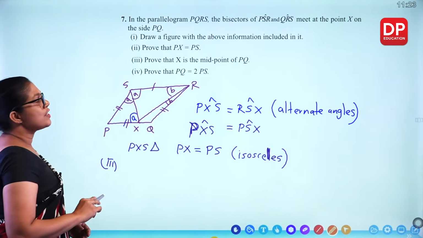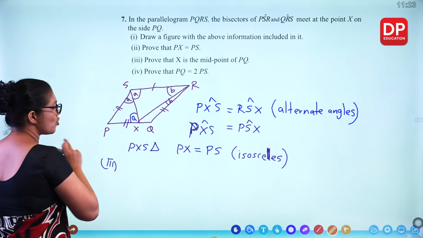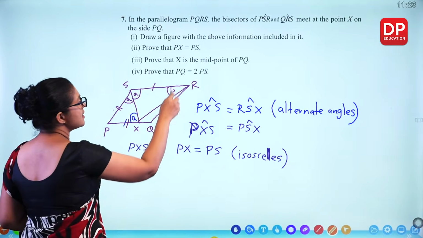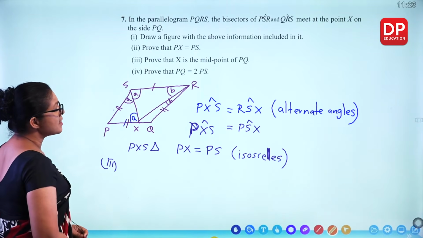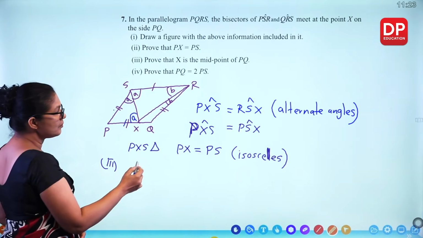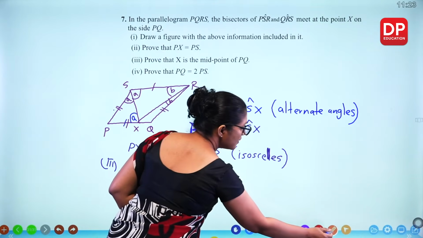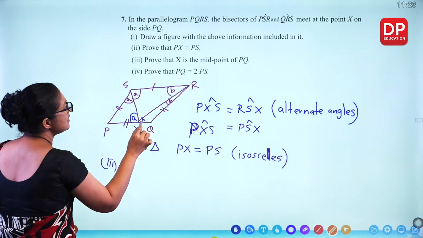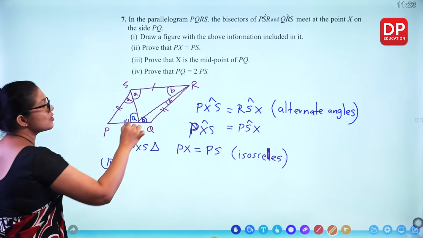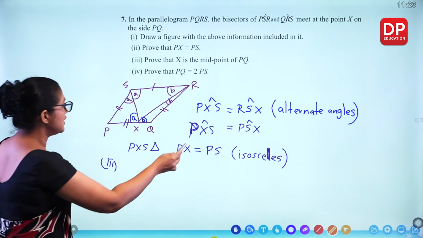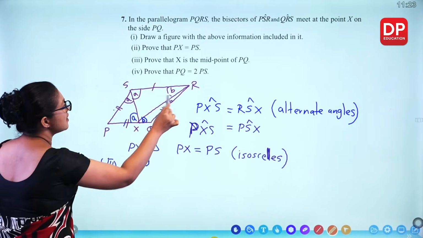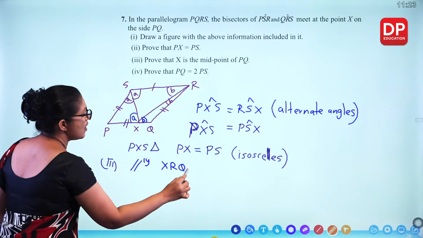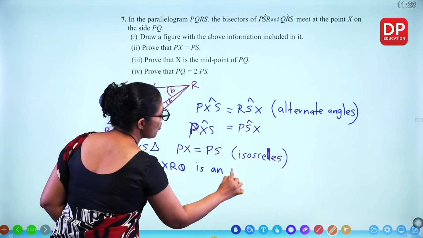Now we need to show this one. Prove that X is the midpoint of PQ. So that means we have to show that PX is equal to XQ. But we know that from this parallelogram, this angle is also equal to this angle, and this is also an isosceles triangle. So similarly, I can show that XRQ is an isosceles triangle.